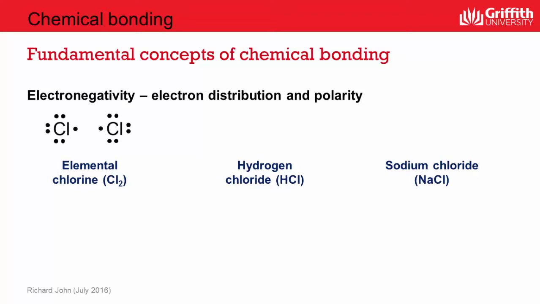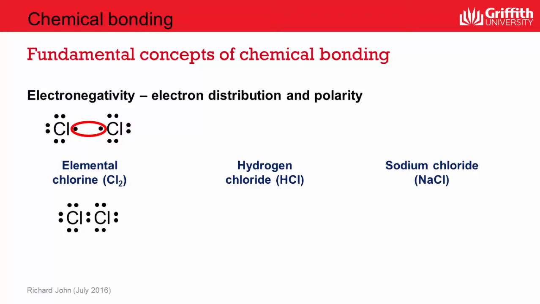Elemental chlorine is formed from 2 single chlorine atoms, each with 7 valence electrons. When the 2 atoms are brought into close proximity, these 2 electrons are shared across both atoms to form a covalent bond, with the end result that both atoms gain an octet of electrons within their valence shell.